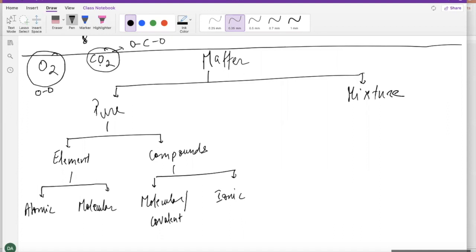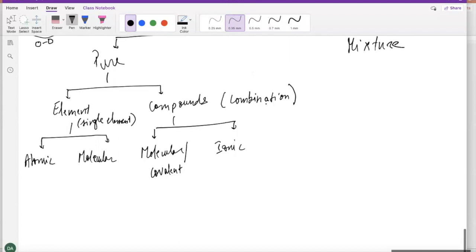So when you combine two different elements, that's called a compound. Compound, remember guys, is made by combination. Very similar words: compound, combination. Elements, on the other hand, are made up of a single type of element. And compounds are made by a combination of different elements. So CO2 is the example of a compound and oxygen, O2, is the example of an element.